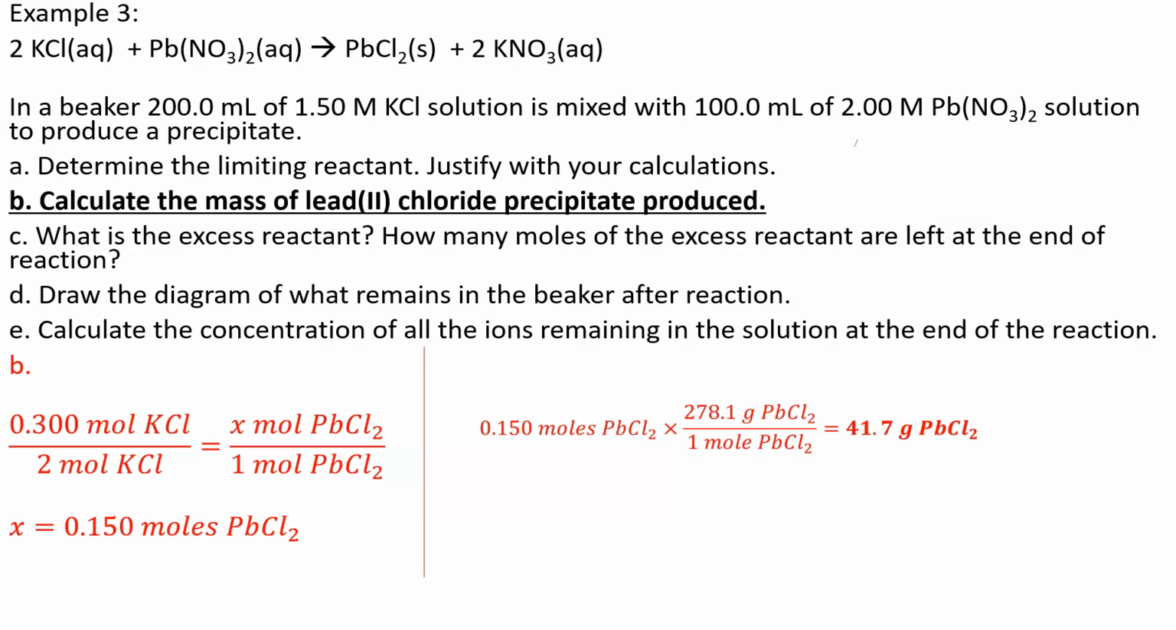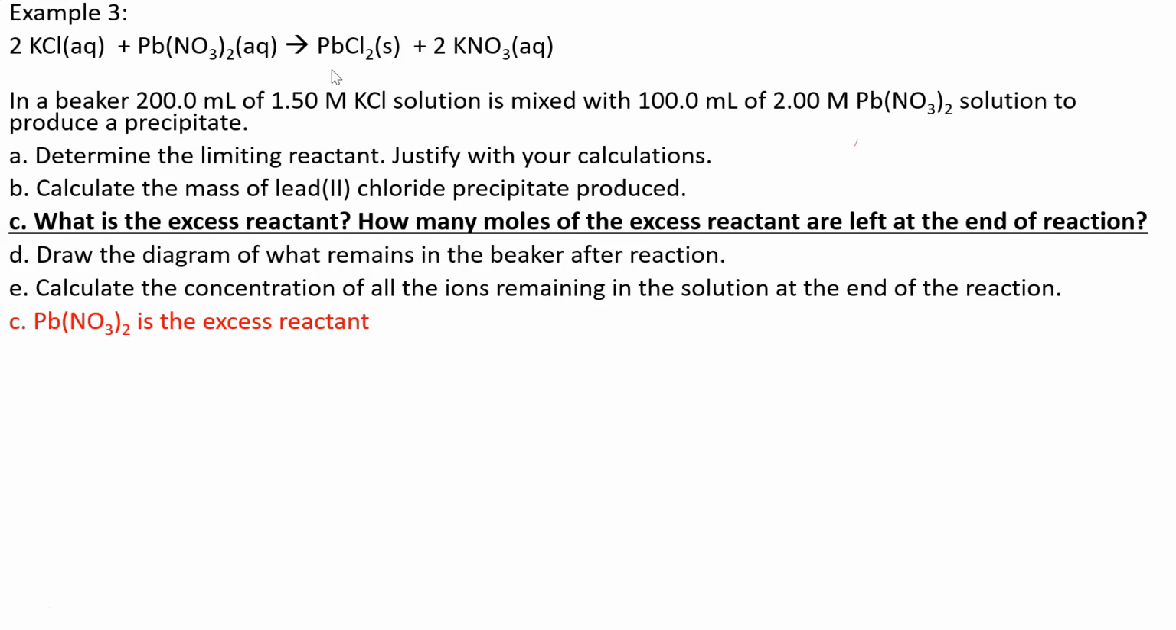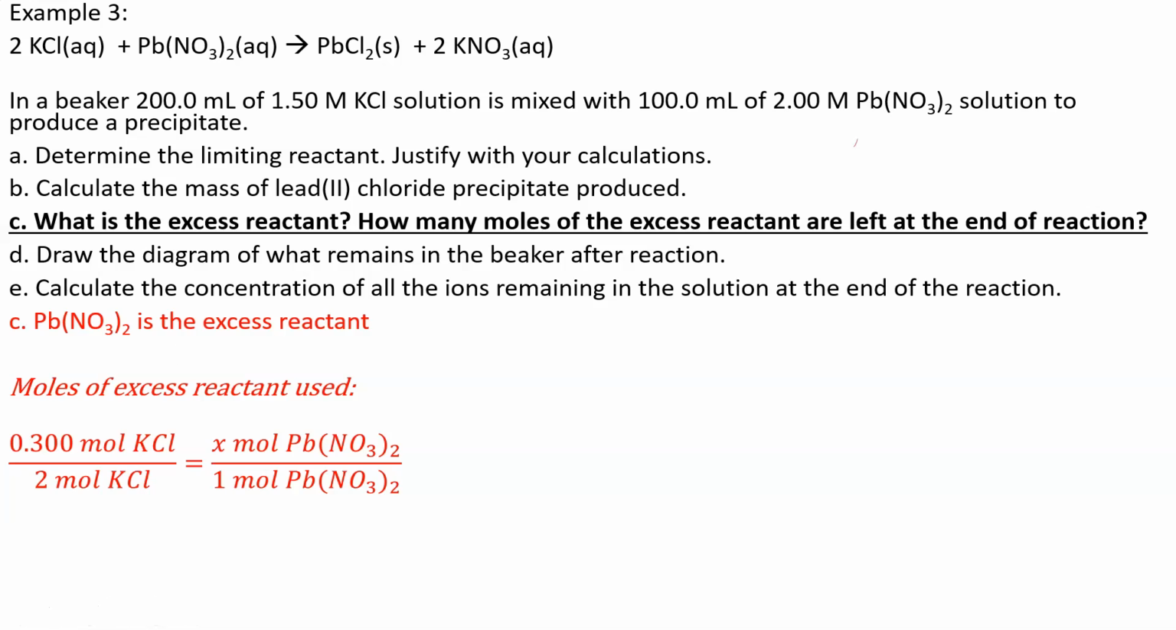What's the excess reactant and how many moles are left at the end of the reaction? Well, PbNO3, the other reactant, is the excess reactant. So we're going to use 0.300 moles of KCl over 2 moles of KCl equals X moles of lead nitrate over 1 mole of lead nitrate. That is going to tell us the number of moles used, which was 0.150 moles of lead nitrate once again. The next step is going to be subtracting that from the moles of lead nitrate that was given in the problem.